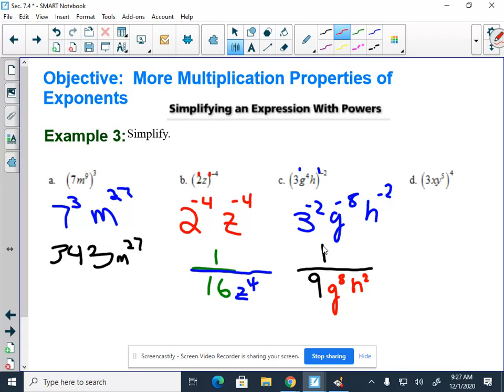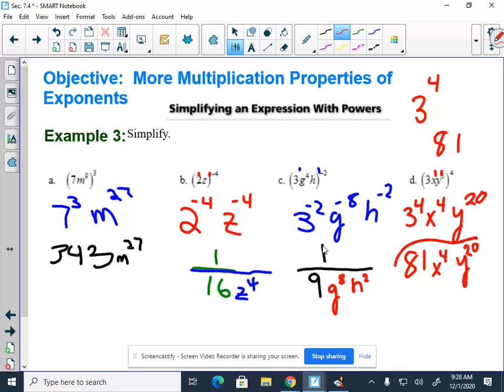All right, the next one. 3 to the 1st. 1 times 4 is 4. The x to the 1st, 4. Y to the 5th. 5 times 4 is 20. Take your calculator. Type in 3 to the 4th. That becomes 81. Now you have x to the 4, y to the 20. Since we have no negative exponents, we're done. We don't have to move anything.